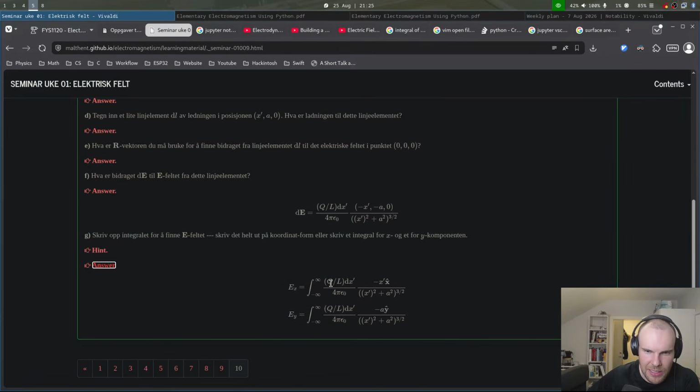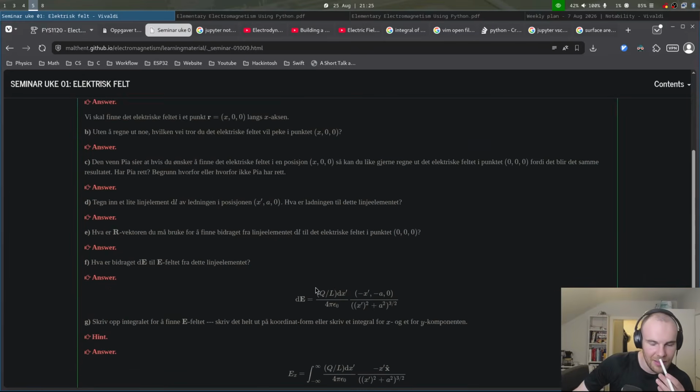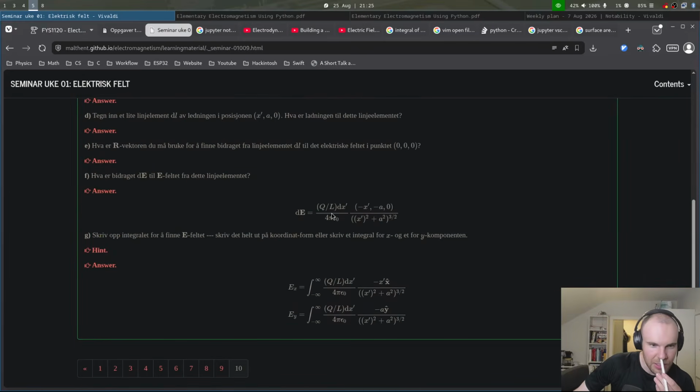They use q over l. Why did you use q over l? Oh, my days. I should have used the density there. I was too quick again. That was not good. Why are you so fast suddenly? I was thinking in completely different terms. Of course it's the density, right? My mistake.